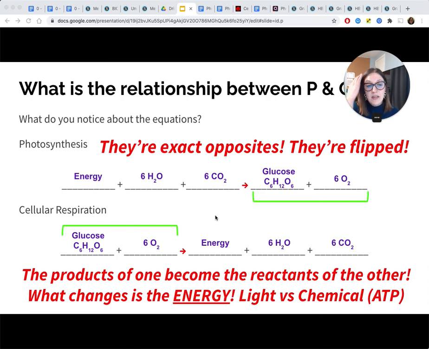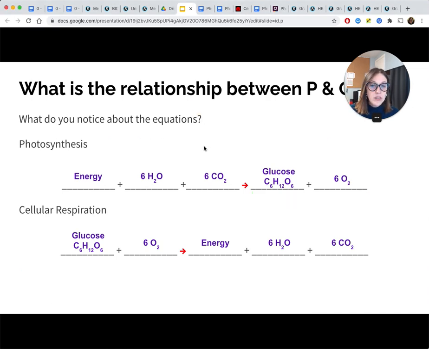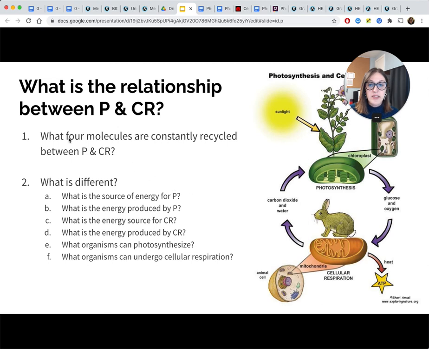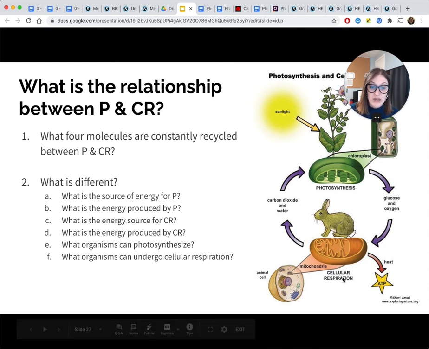So if we go back to that last slide, right here, you can see what 4 molecules are constantly recycled. Well, carbon dioxide and water, and glucose and oxygen are constantly in a cycle between these 2 processes. The source of energy for photosynthesis is light, which produces sugar. Sugar is used for cellular respiration, and that produces ATP. And all of the other products are recycled ongoing in this process.